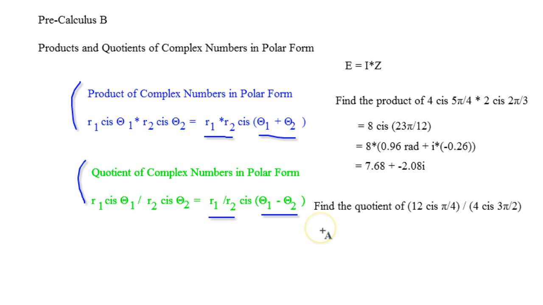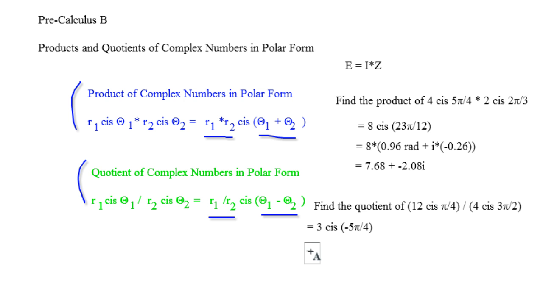This one is to find the quotient of these two. It's going to be pretty simple. 12 divided by 4 is going to be 3, so this is going to be 3 CIS. Now pi fourths minus 3 pi halves is going to be negative 5 pi fourths. Then you could do the same exact thing to convert that quickly to rectangular form.